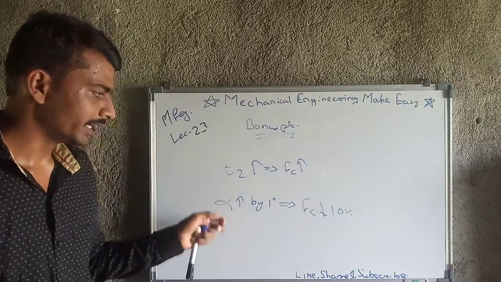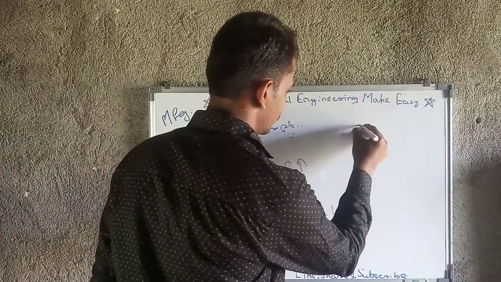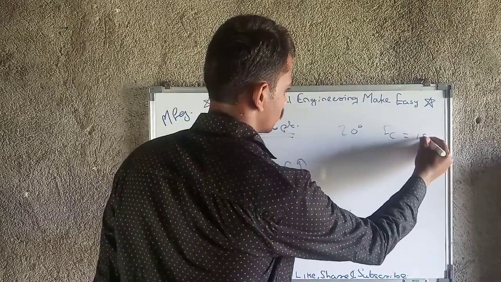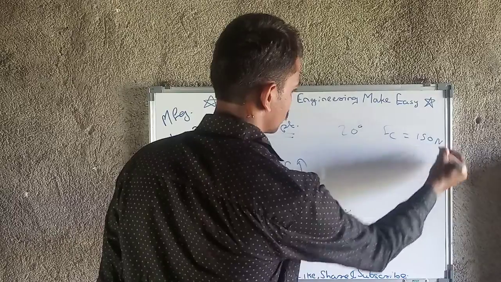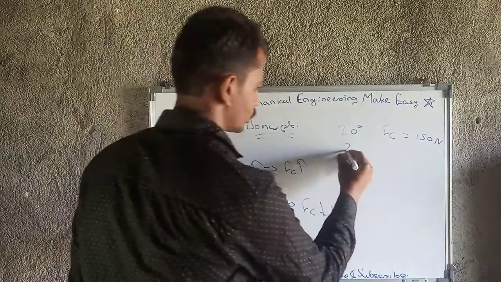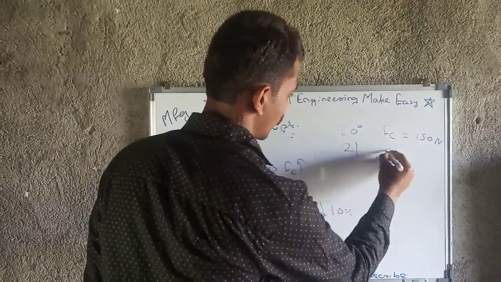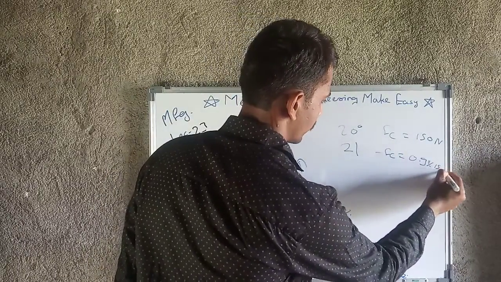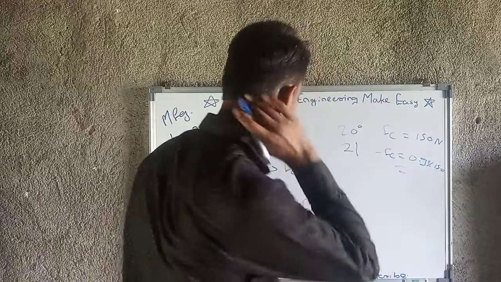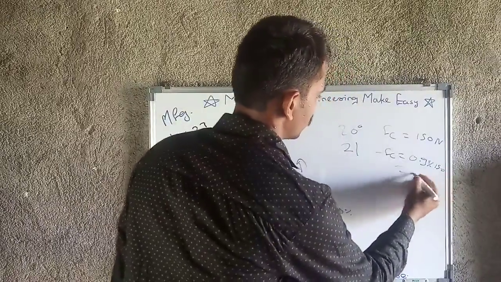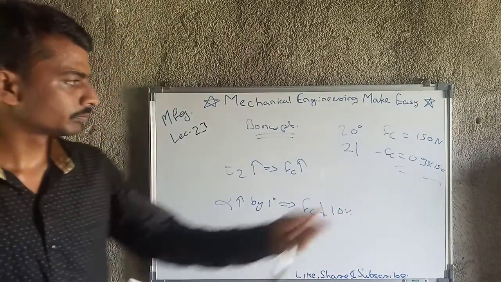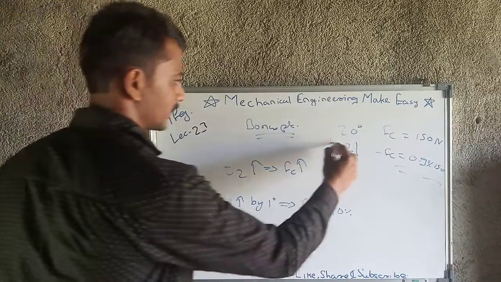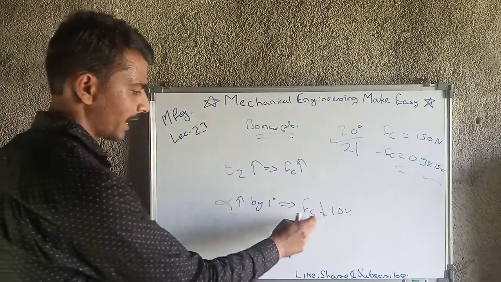For example, initially alpha was 20 degrees, and the cutting force was, for example, 150 Newton. But then we changed alpha to 21 degrees. Now Fc will be 0.9 of 150, so that will be nearly 140. Okay, so this is the relation between alpha and Fc.